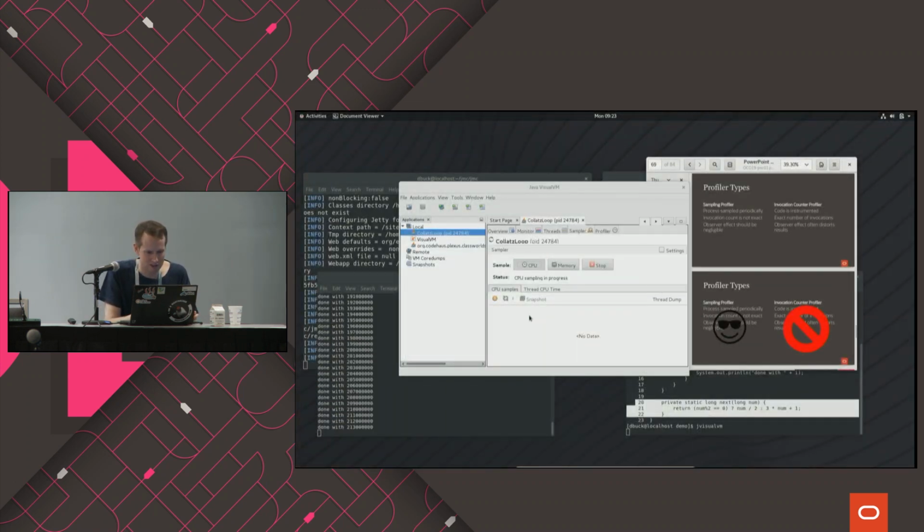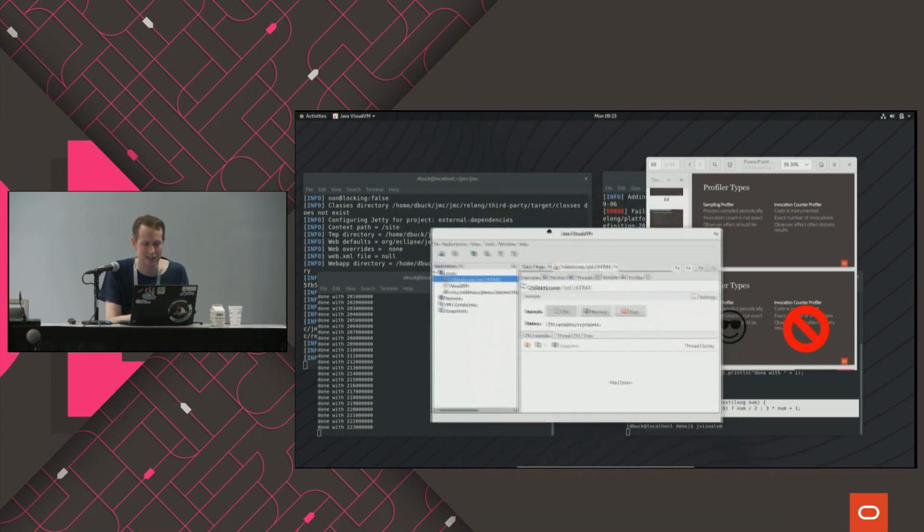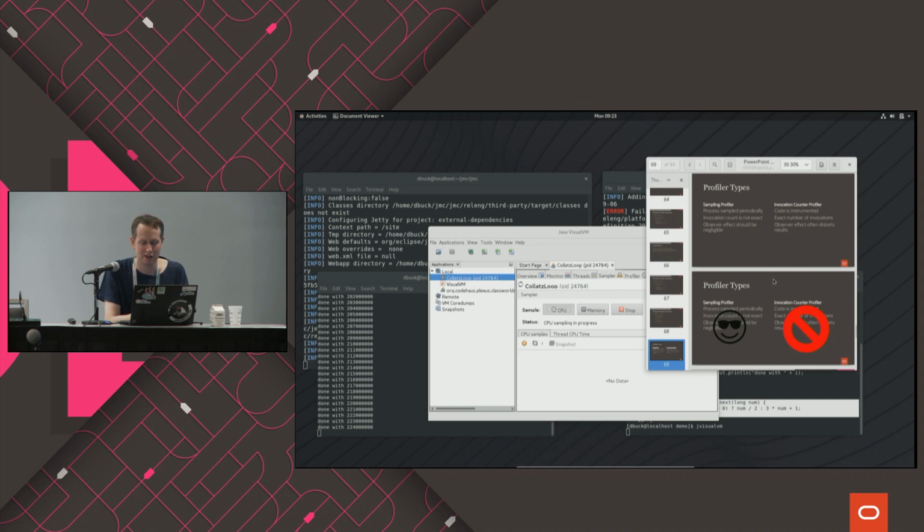So again, let's look and see. Okay, we didn't get data this time. I have a slide with what this will look like. Sometimes it does fail. Again, I think it's just because it's really hard to get data over the attach API when the JVM is stuttering.